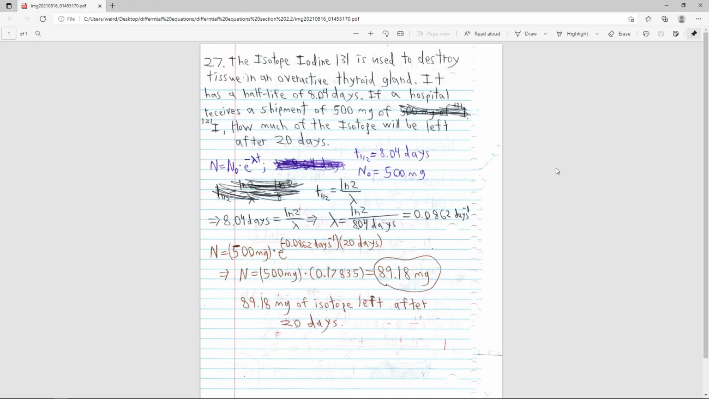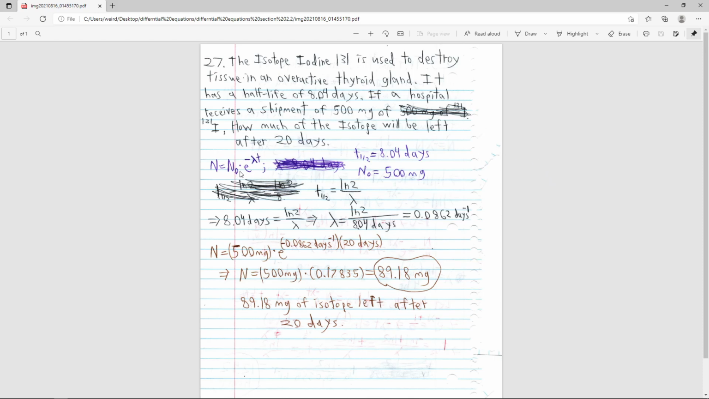One more problem like that. So the isotope iodine-131 is used to destroy tissue in an overactive thyroid gland. It has a half-life of 8.04 days. If a hospital receives a shipment of 500 milligrams of I-131, how much of the isotope will be left after 20 days? Now, we're not going to do too much of the math. We're going to just plug in mainly.